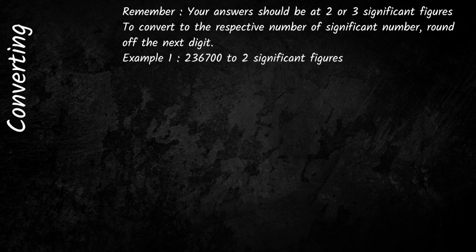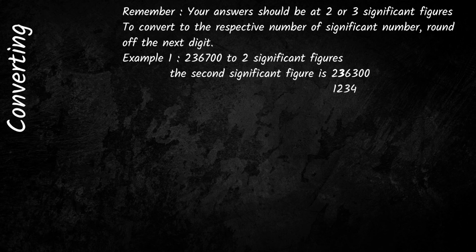So for example, you have 236,700, and we need to round this off to 2 significant figures, or we need to write this number correct to 2 significant figures. So in this case, what are we going to do? Very simple. We are going to count the number of significant figures first. So you've got 2, 3, 6, and 3. The remaining zeros are not considered significant, because again, to the left of the decimal point, your last or ending zeros are insignificant. So the second significant figure is 3. So this 3 right here is going to be your second significant figure.